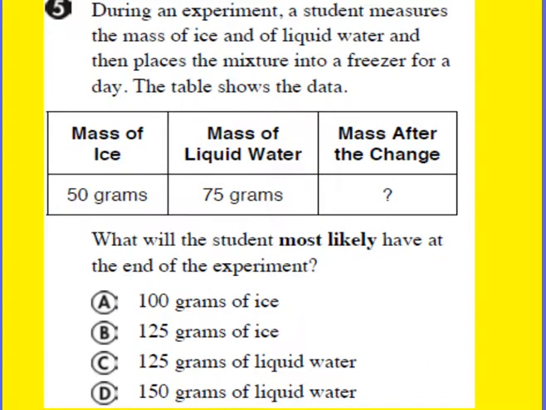During an experiment, the students measured the mass of ice and of liquid water, and then placed the mixture into the freezer for a day. The table shows the data. What will the student most likely have at the end of the experiment? 100 grams of ice, 125 grams of ice, 125 grams of liquid water, 150 grams of liquid water.